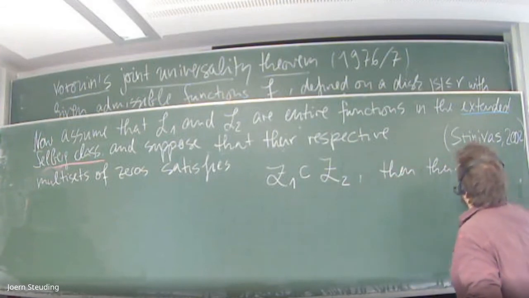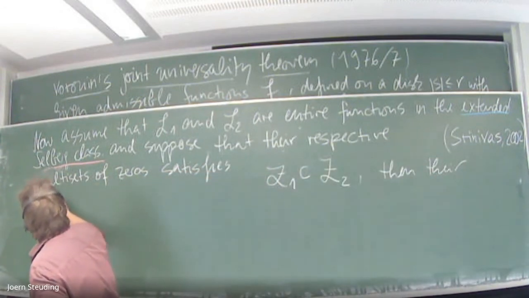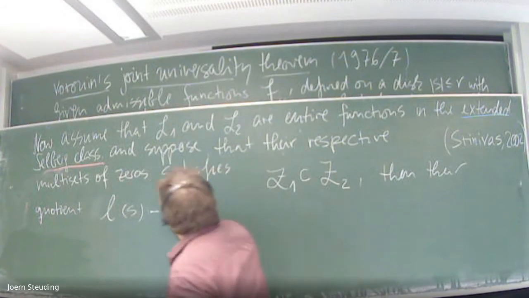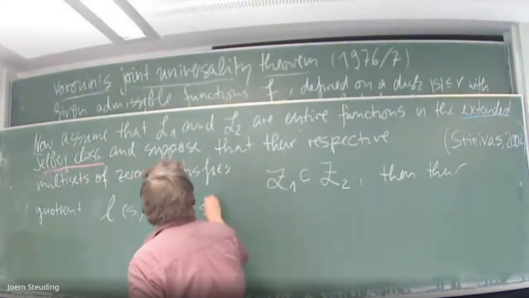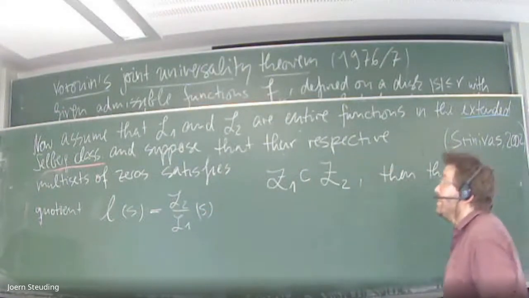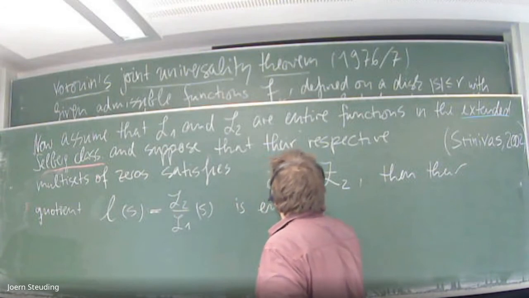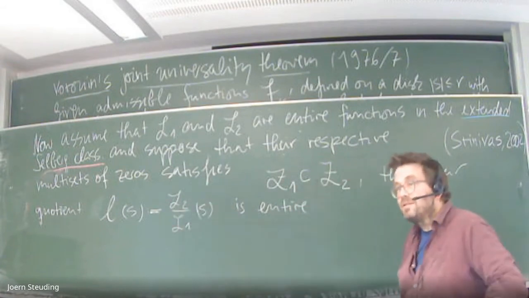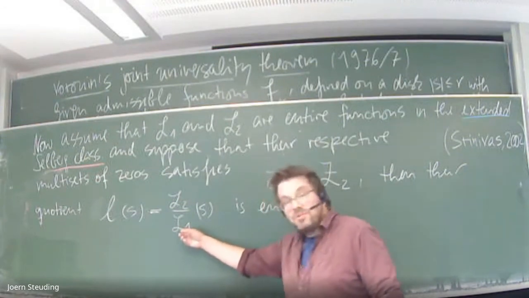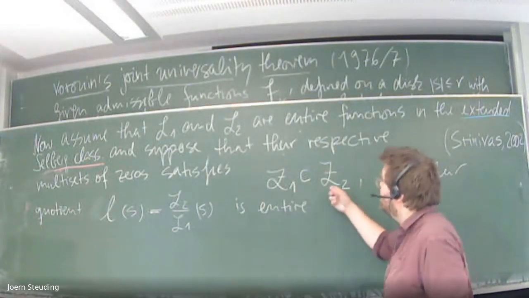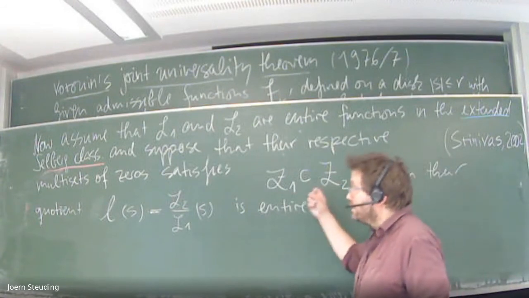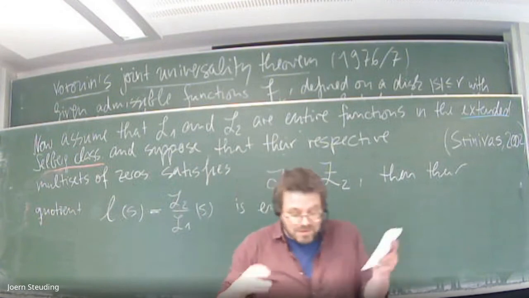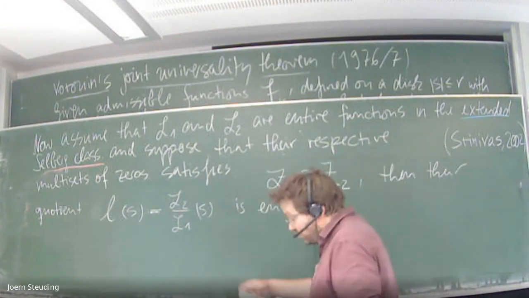And then, of course, their quotient, let's call it L(s), the quotient L2 divided by L1, and I write here just one argument s. Yeah? Then their quotient is an entire function. This is an entire function because there are no singularities for L except the zeros of L1, but whenever I have a zero of L1, it's also a zero of at least this multiplicity for L2. So this is an entire function. It is, in general, not any longer an element of this class. So this is not closed with respect to quotients.